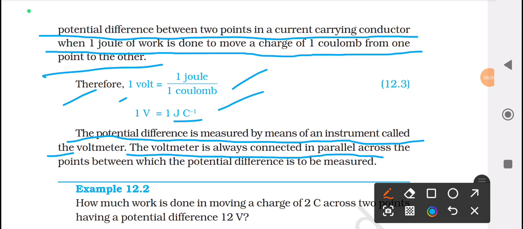The voltmeter is always connected in parallel across the points between which the potential difference is to be measured.